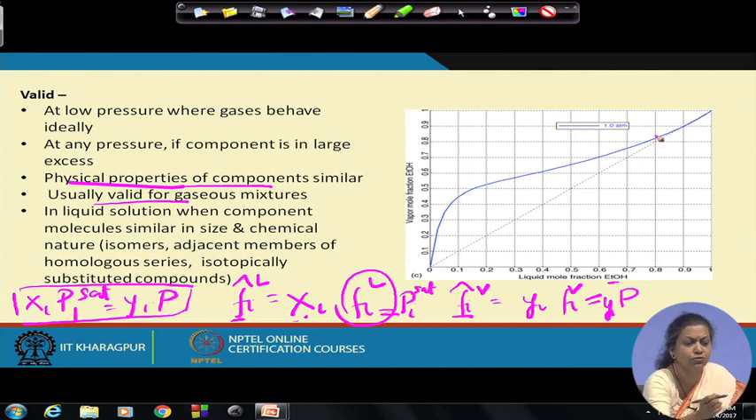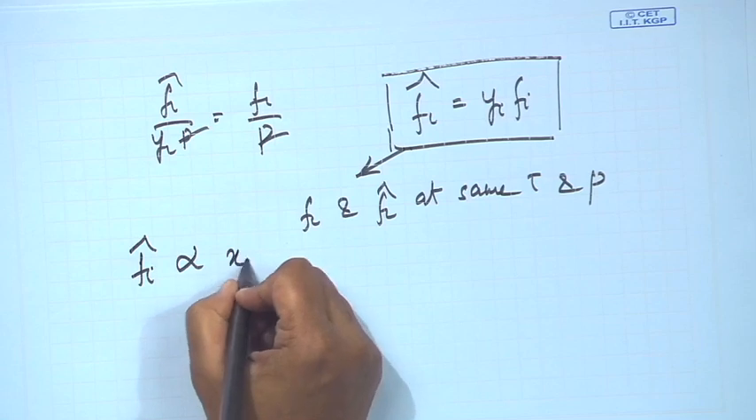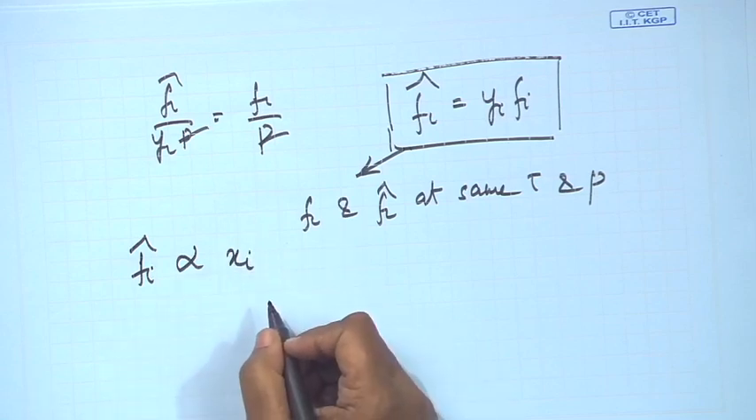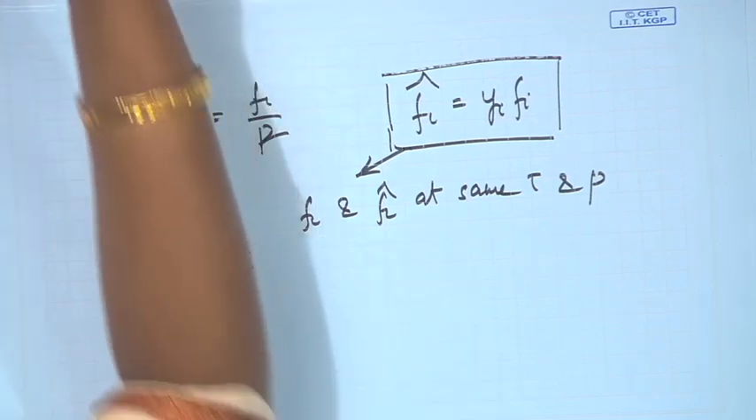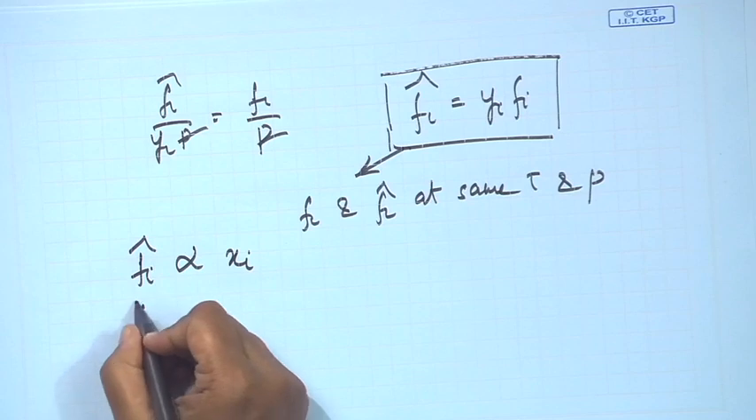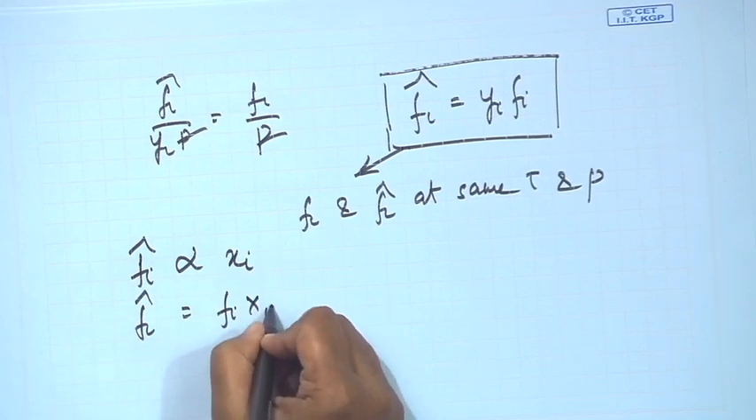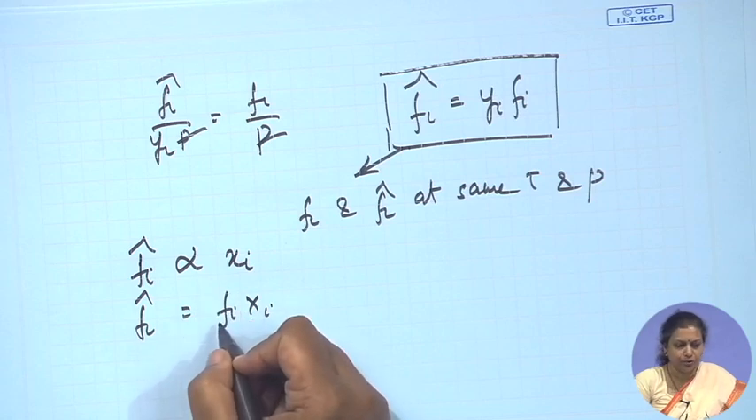And we also notice that for this condition, we can write F̄i, the partial fugacity, as proportional to the composition of the mixture. And we know that when the component is in large excess, for this portion, this proportionality constant is equal to the fugacity of the pure component.